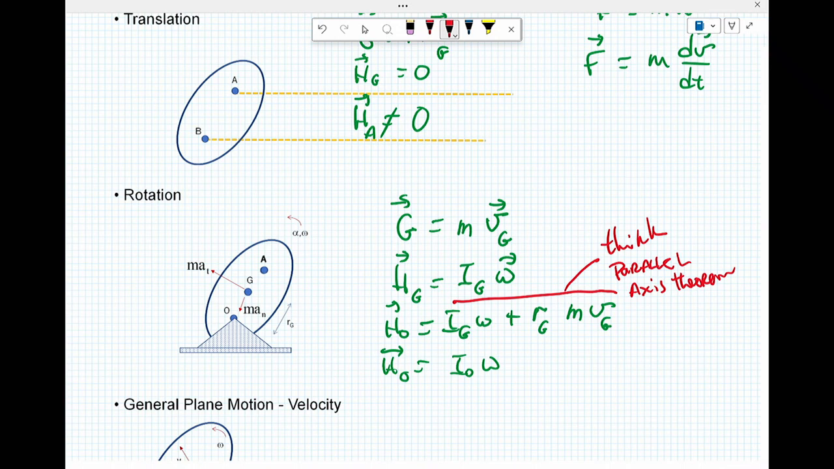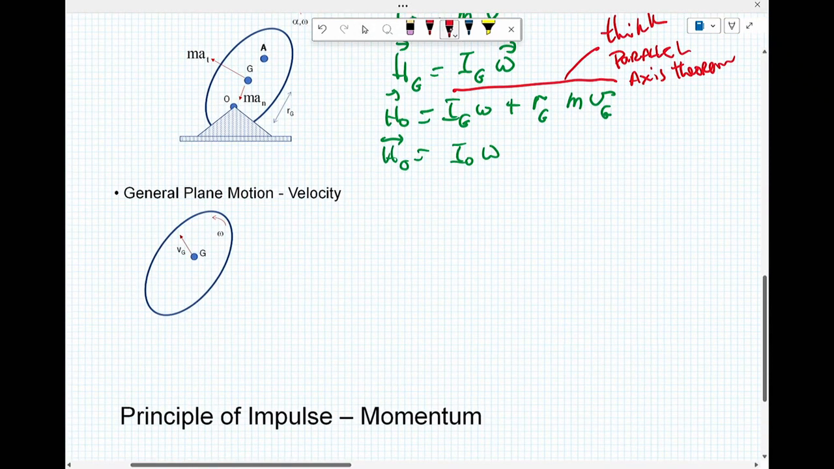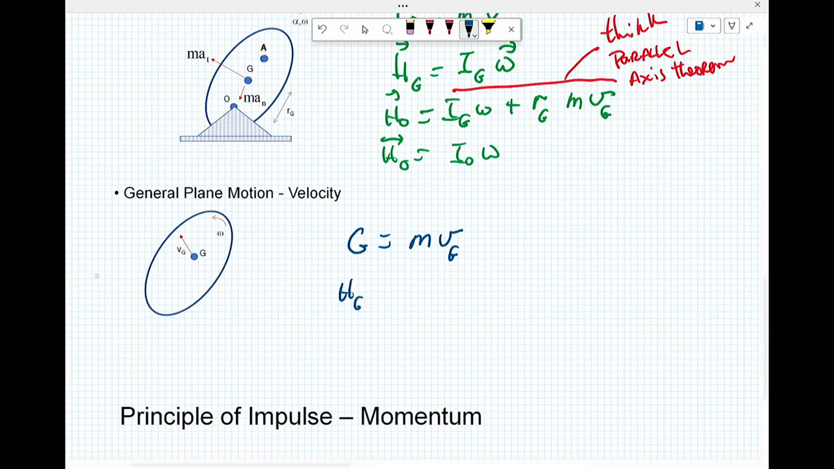So you now have H sub G and H sub O, two cases. Of course, the last case, and the one we can't do very much with, is just going to be G is equal to mvG, and H G is equal to I G omega. And so you end up with all of these terms that you need to solve for any arbitrary case. Okay.